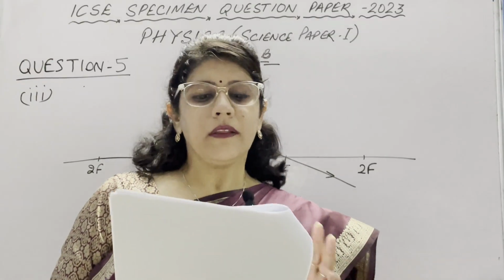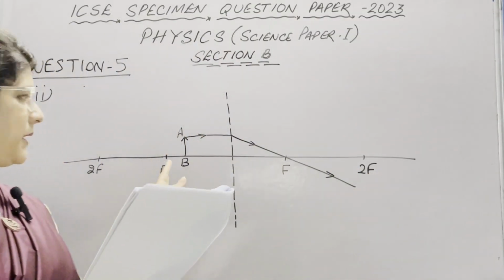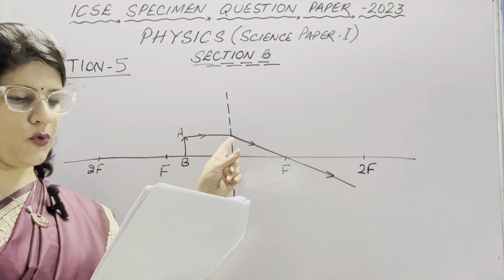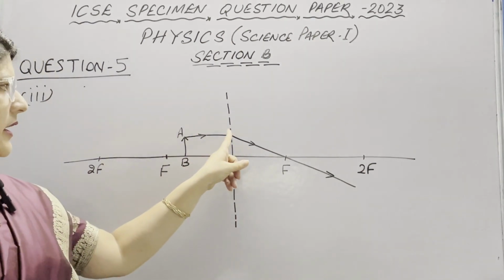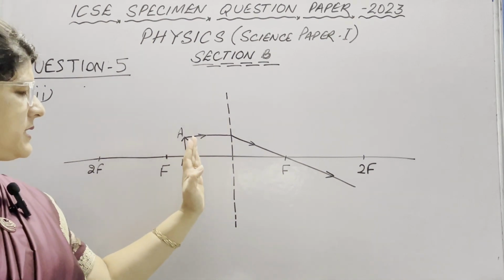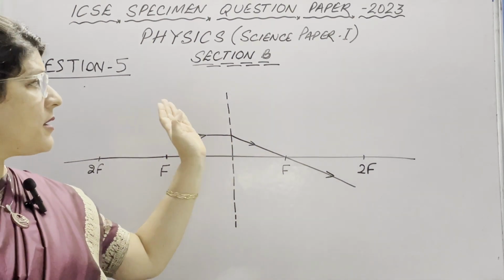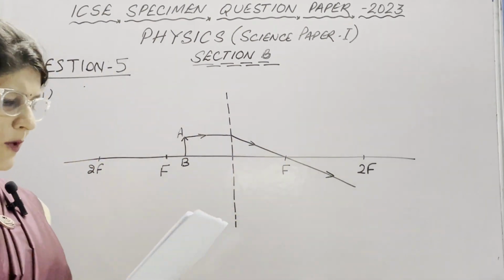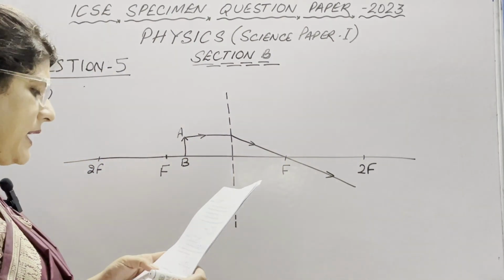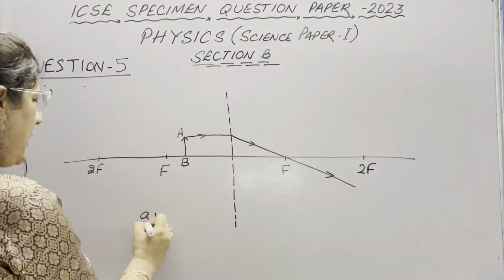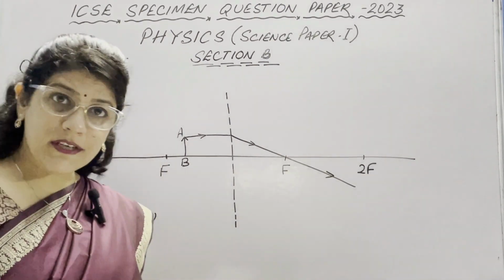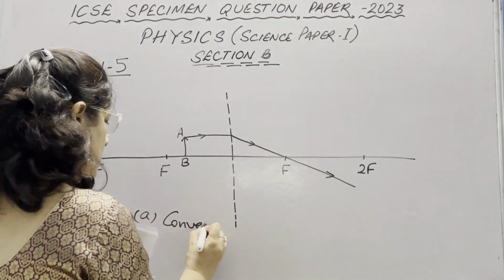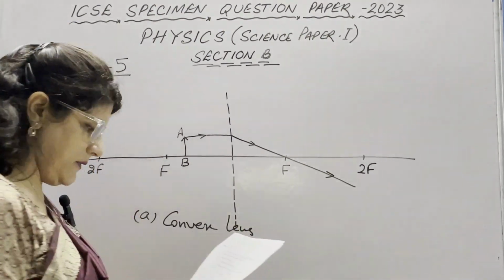In part 3, the diagram below shows an object AB in front of the lens, and the path of one ray coming from the object is shown. This is the object, and this is the ray coming parallel to the principal axis, and after passing through the lens, it is bending towards the focus. It means it is passing through the focus. So first part, identify the lens, name the lens. The converging lens name is convex lens. So in this part, we need to just write, this is a convex lens.